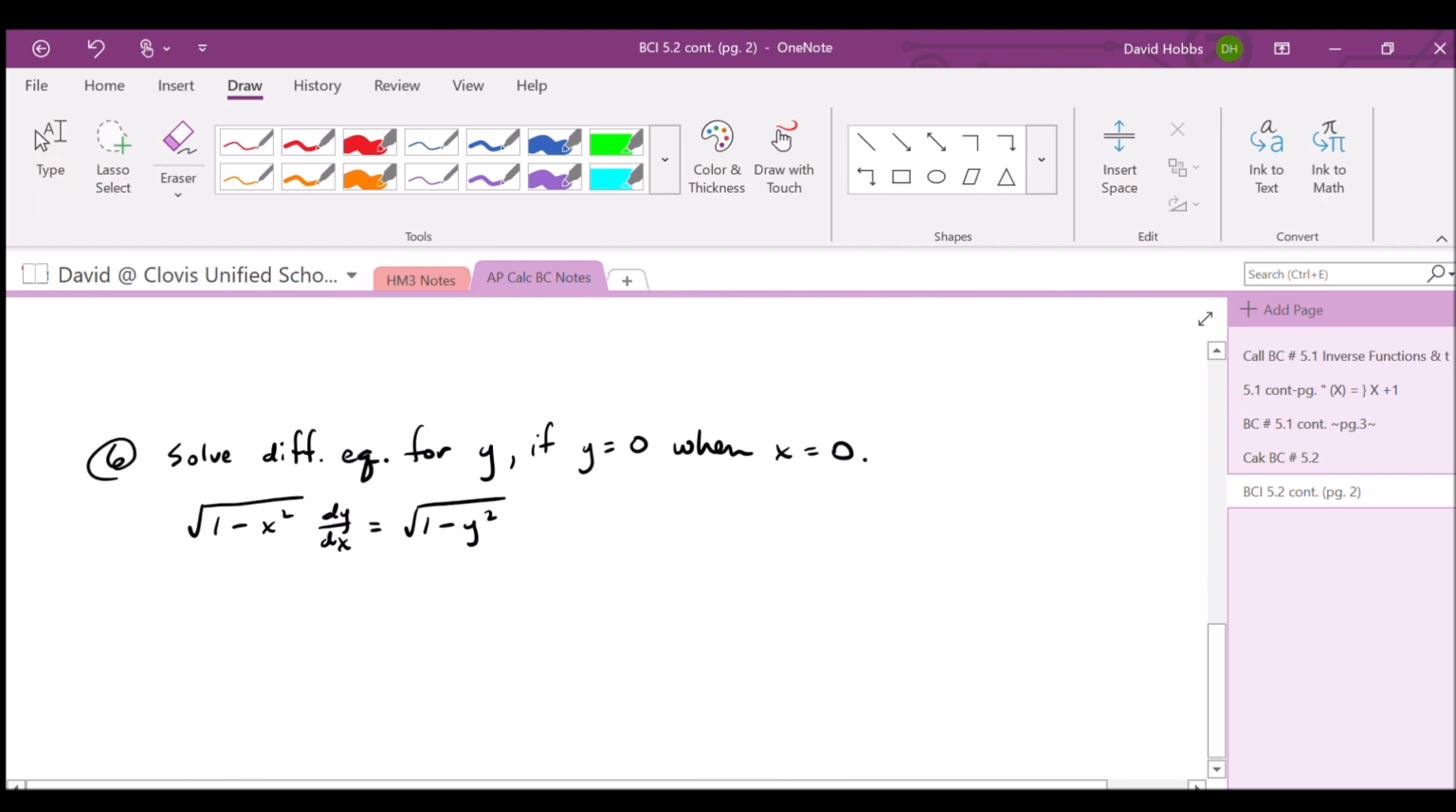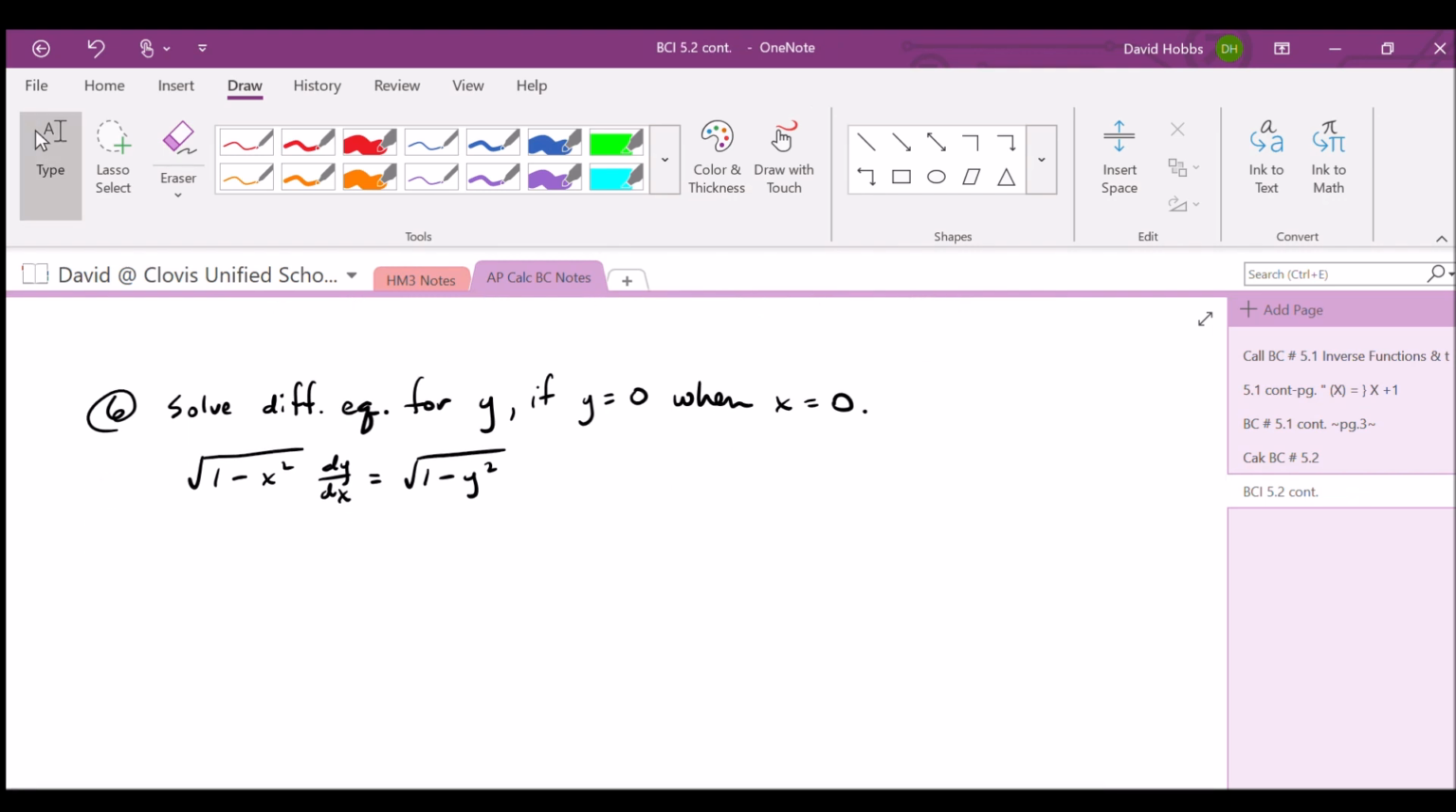Okay, last problem here for the notes. Solve the differential equation for y if y equals 0 and x equals 0. Okay, now solving differential equations. Remember, the first thing we always have to do is to show separation of variables. And you don't necessarily need to show all the steps to get there, as long as you do it accurately, but you do need to show separation of variables.